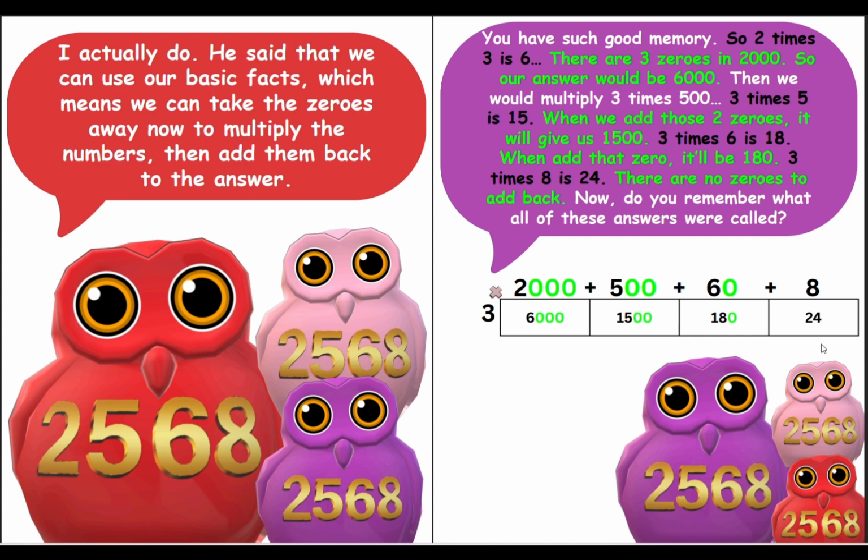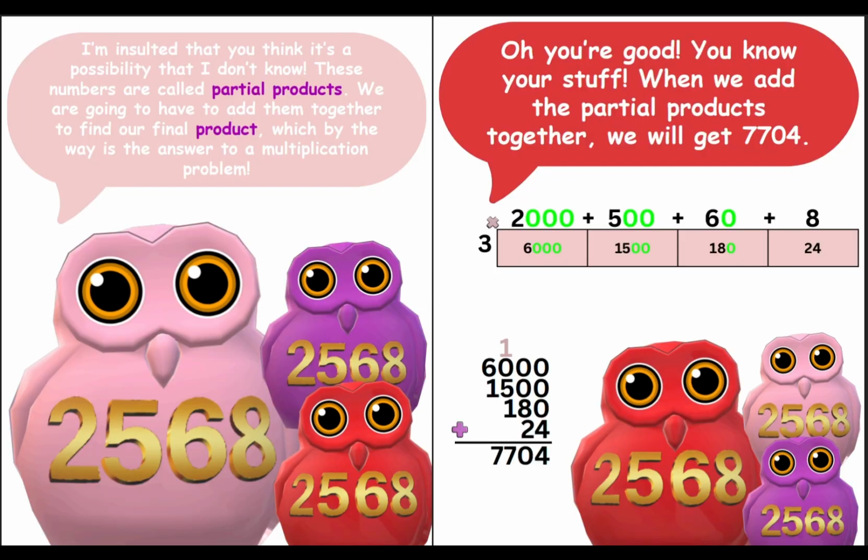Now do you remember what all of these answers were called? I'm insulted that you think it's a possibility that I don't know. These numbers are called partial products. We're going to have to add them together to find our final product, which, by the way, product is the answer to a multiplication problem. Oh, you're good. You know your stuff.